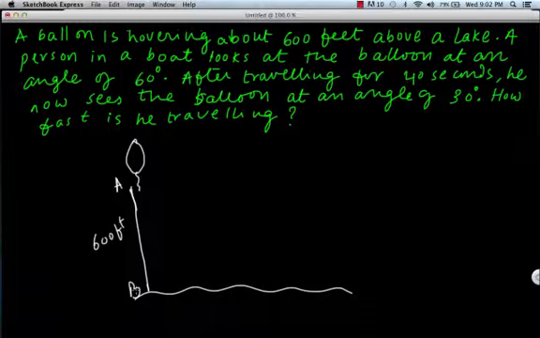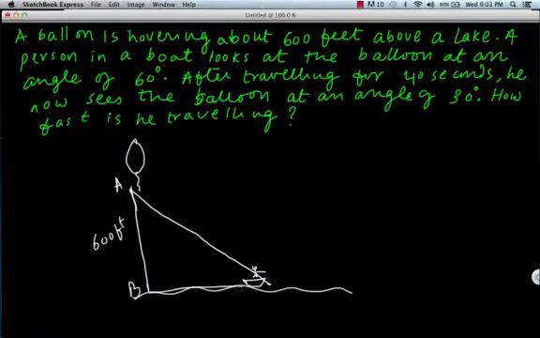A person in a boat looks at the balloon at an angle of 60 degrees. Okay, so assuming that there is a person here in this boat looking at the balloon at an angle of 60 degrees. After traveling for 40 seconds, he now sees the balloon at an angle of 30 degrees.